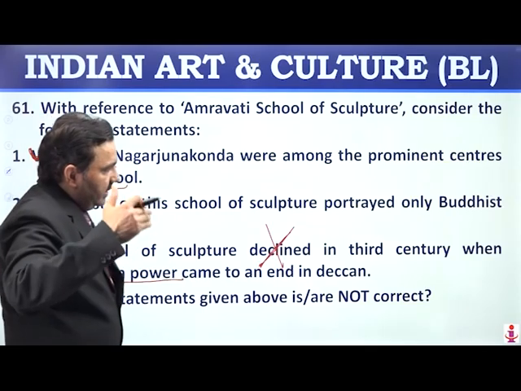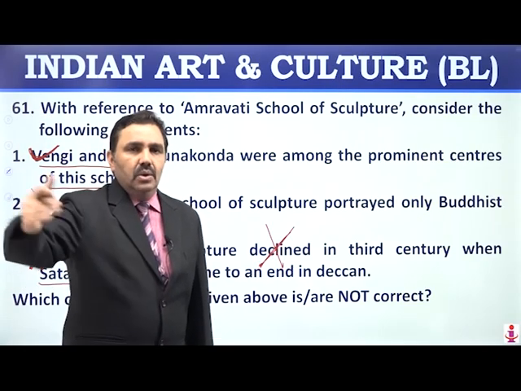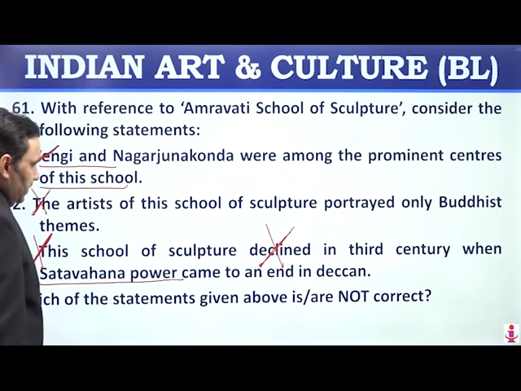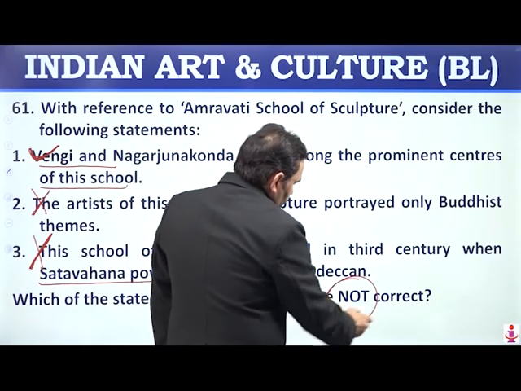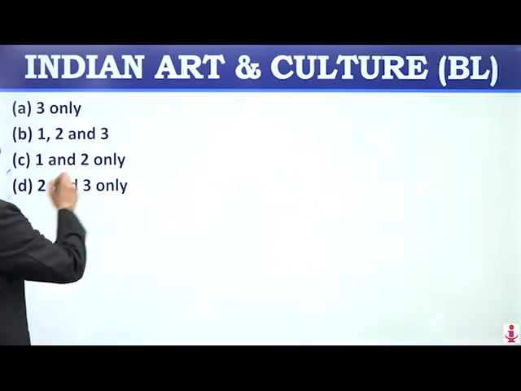Satavahanas were followed by Ikshvakus, Vakatakas, then Pallavas, then Cholas, all of whom continued to provide patronage to this school, and it continued to flourish. Which of these statements are not correct? First one is correct. Second, third not correct. Option is 2 and 3.